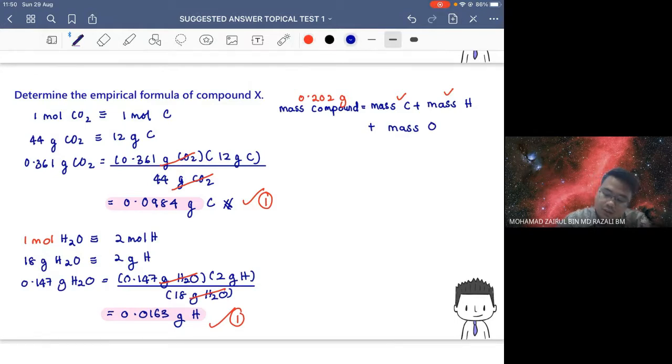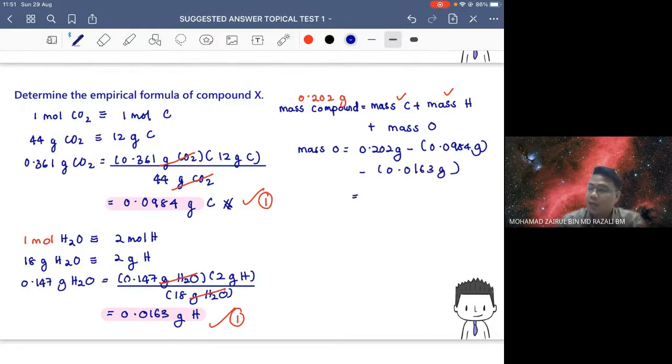So, mass oxygen equal to 0.202 gram minus mass carbon 0.0984 gram minus mass hydrogen 0.0163 gram. Okay, kalau awak kira, awak akan dapat mass oksigen awak adalah 0.0873 gram. So, awak cari mass oksigen ini, awak akan dapat lagi satu markah.